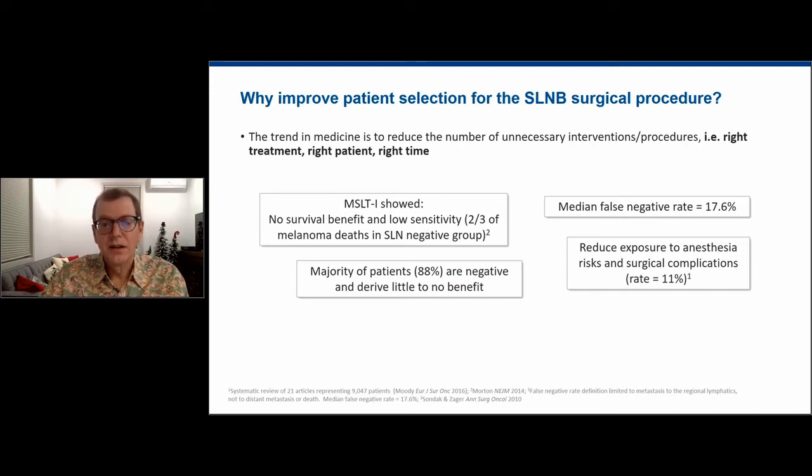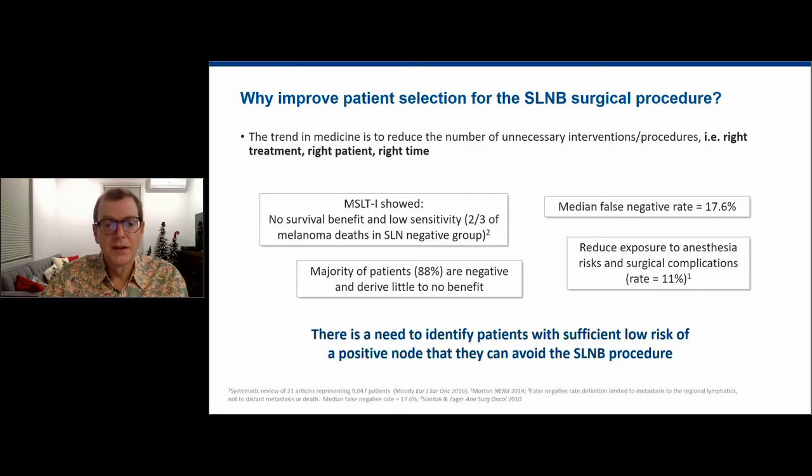As a matter of fact, 2 out of 3 times sentinel lymph node biopsy negative patients end up with distant metastases compared to patients that are sentinel lymph node biopsy positive. So only 1 out of 3 times does the sentinel lymph node biopsy tool correctly identify patients that go on to have distant metastases. And so really getting a better focus on who can benefit from this procedure was something that CASTLE sought to do.